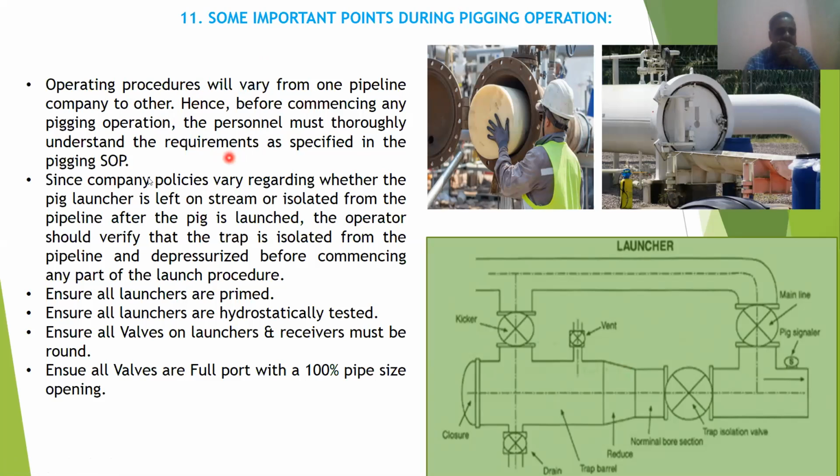See this. Since company policies vary regarding whether the pig launcher is left on stream or isolated from the pipeline after the pig is launched, the operator should verify the trap is isolated from the pipeline and depressurized before commencing any part of the launching procedure. Ensure all launchers are primed. Ensure all launchers are hydrostatically tested. Ensure all valves on launchers and receivers are round. Ensure all valves are full port with 100% pipe size opening.